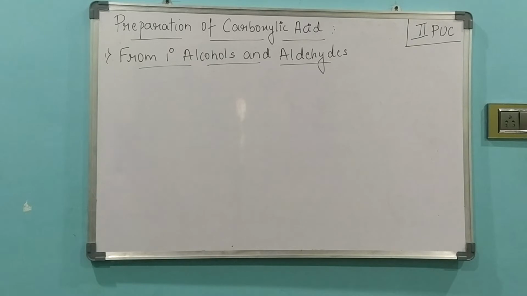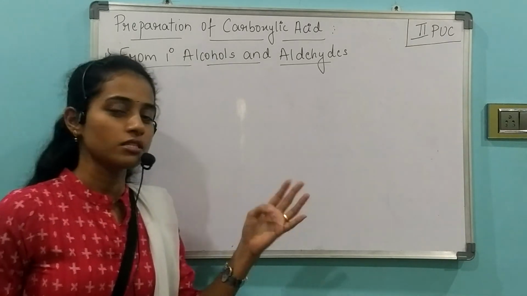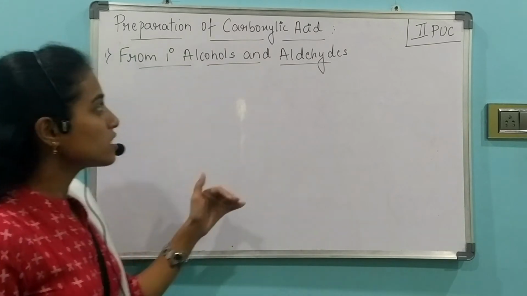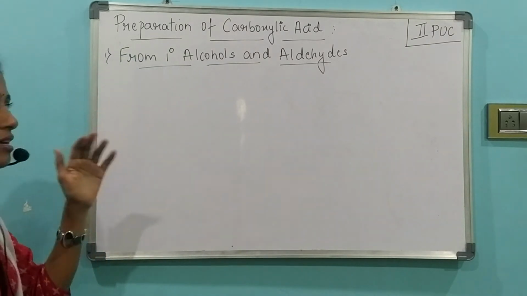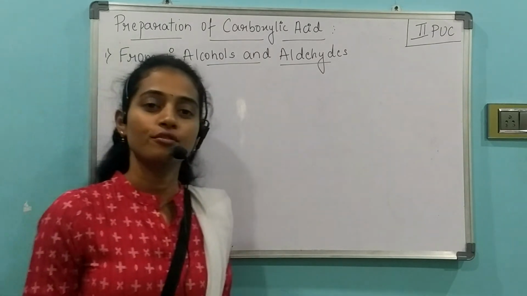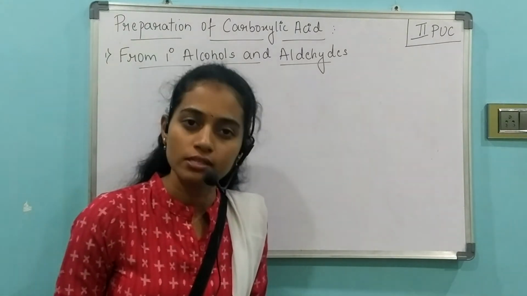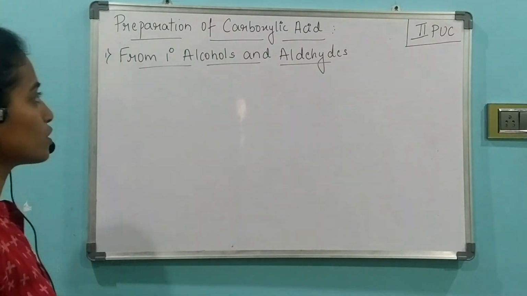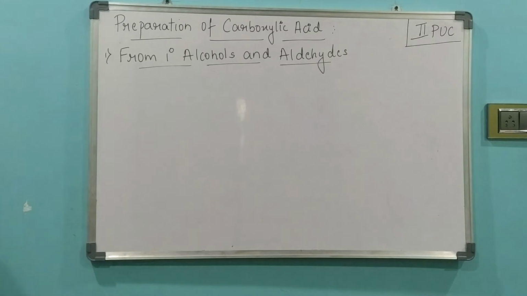Next is preparation of carboxylic acids. We have finished nomenclature and structure of the carboxyl group. The next is how to prepare these carboxylic acids. We have many different methods for the preparation of carboxylic acids, and the first method is from primary alcohols and aldehydes. What are primary alcohols now?